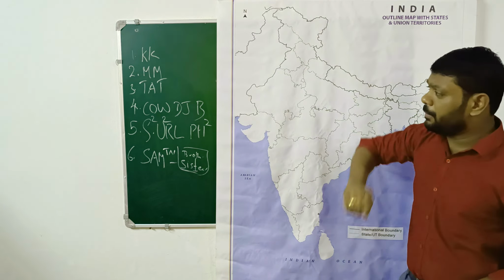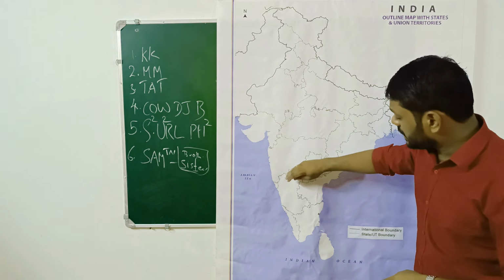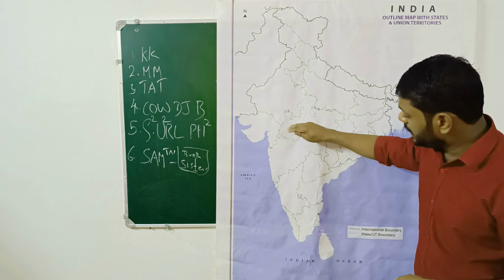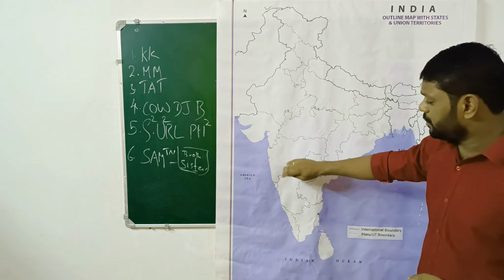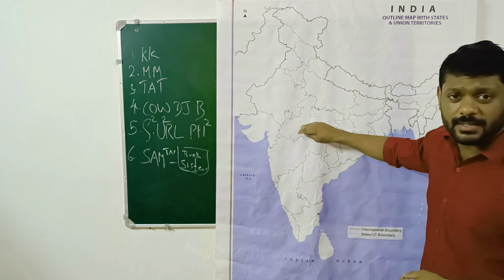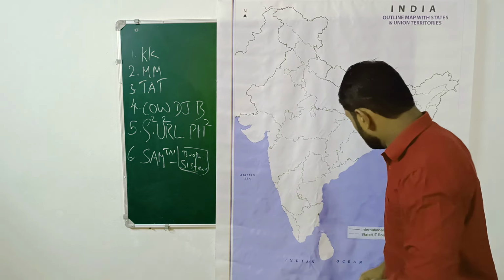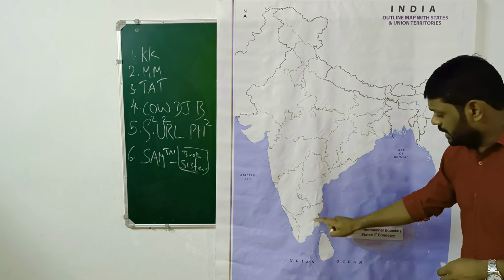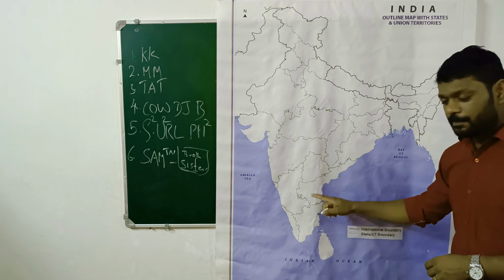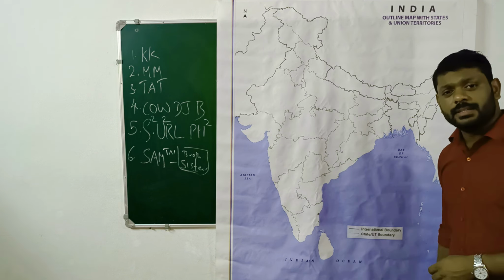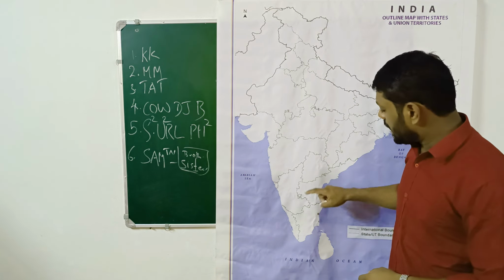The second tip we are marking is MM. MM means over to the top of Karnataka. This is Maharashtra and this is Madhya Pradesh. Do not forget this. The third factor we are focusing on is TAT. TAT comes over to this particular region, T-A-T. Tamil Nadu, Andhra Pradesh, and towards here, Telangana. So TAT stands for Tamil Nadu, Andhra Pradesh and Telangana.